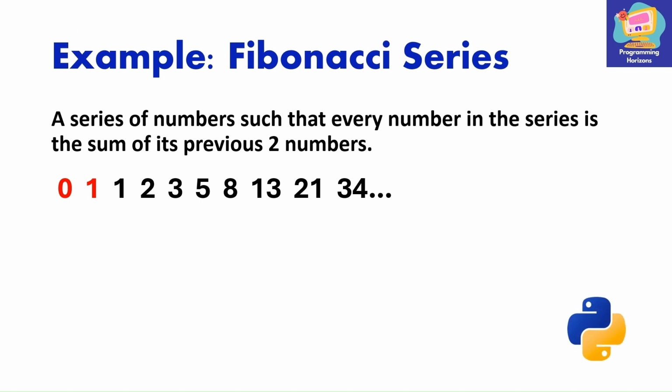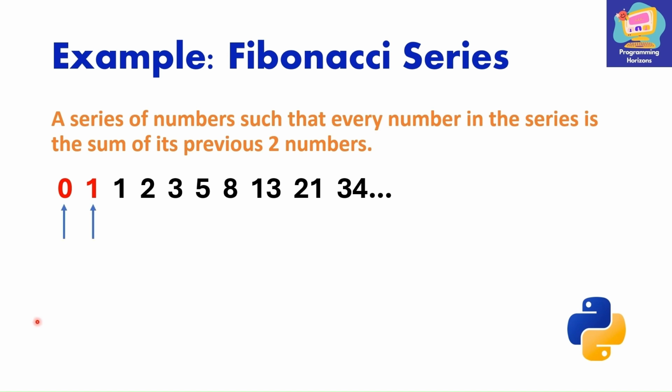A Fibonacci series is a series of numbers such that every number in this series is the sum of its previous two numbers. Take a look at this series. Here, the first two numbers 0 and 1 are always fixed. We begin our calculation from the third number.